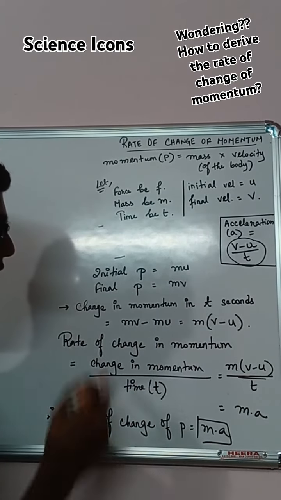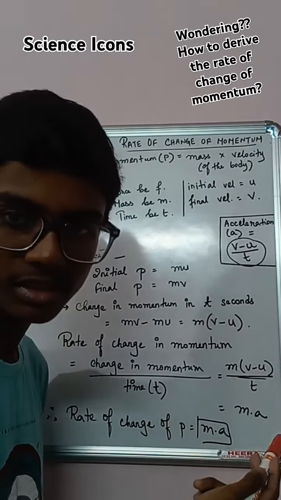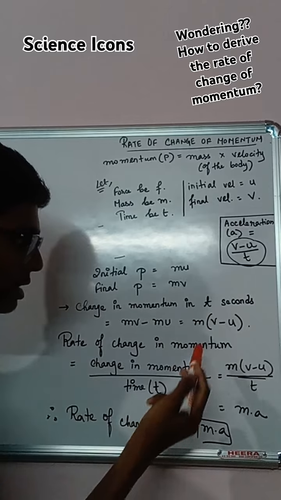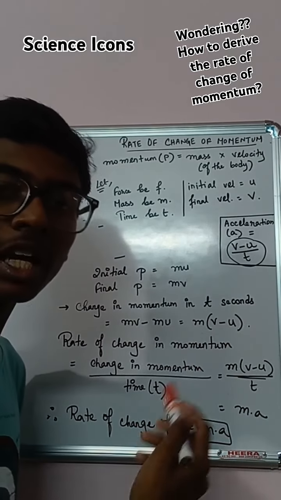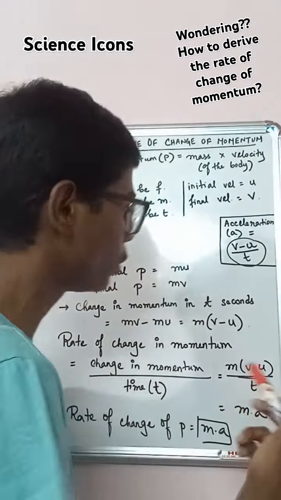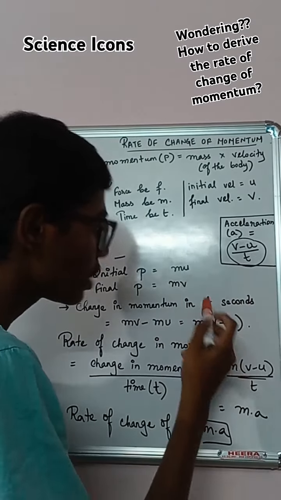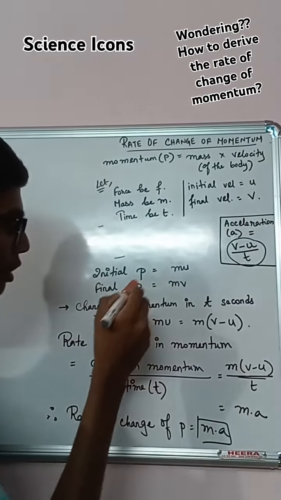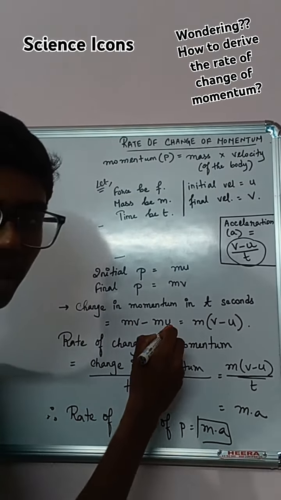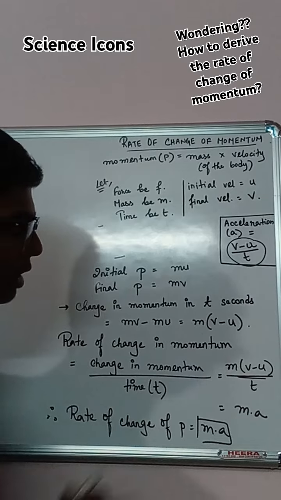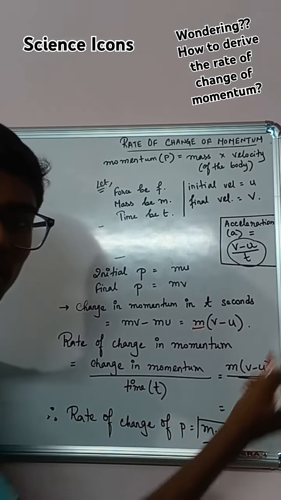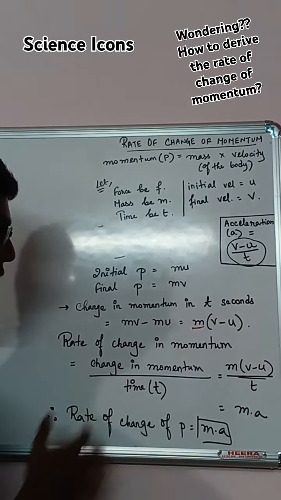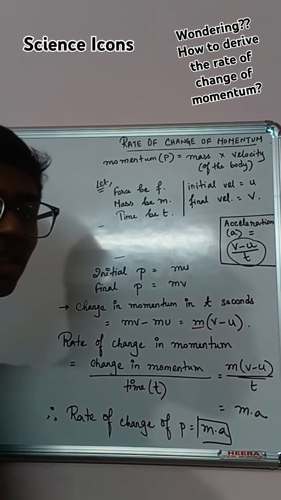Now we are going to find the change in momentum in t seconds, right? If we have to find out the change in momentum, that means t seconds is the time interval. We have to subtract mu from mv. That will give us the change. So final momentum minus initial momentum. We are taking m common. So in the bracket what lies? v minus u. Now we are finding the rate of change of momentum.